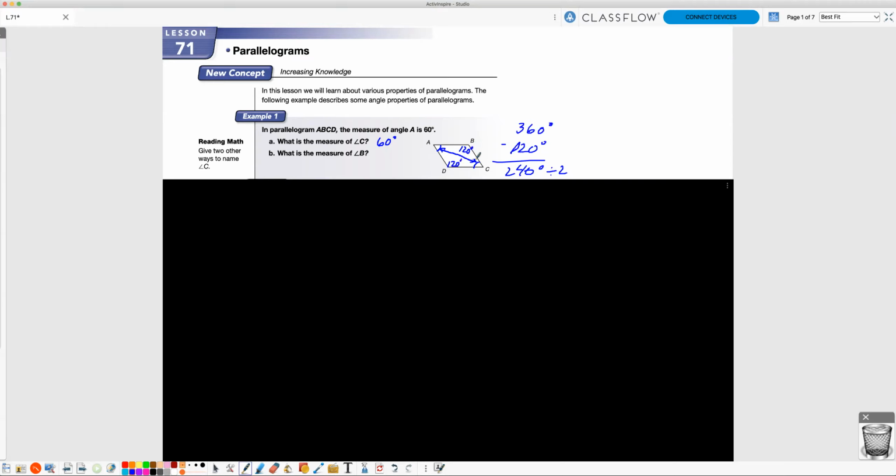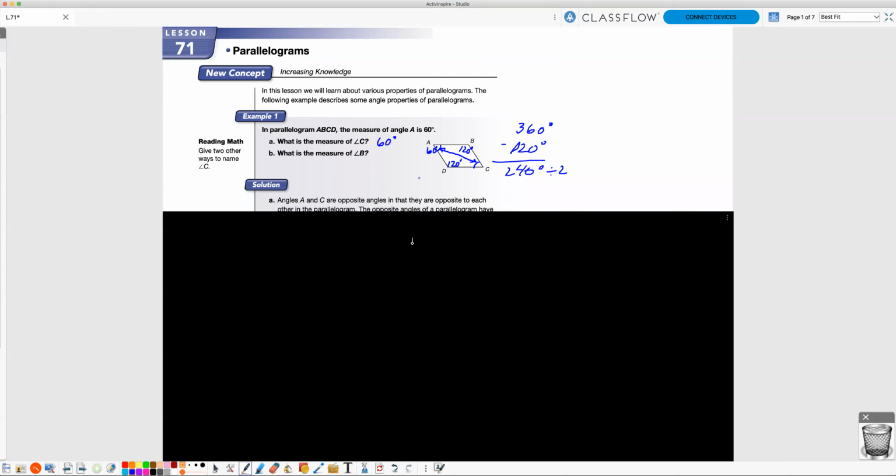Another trick you could do is looking at angle A being 60, recognize that two angles next to each other in this quadrilateral or parallelogram have to add up to 180 degrees. This angle plus this angle must also add up to 180 degrees. These two will add up to 180. These two together will add up to 180. These two, A and D, will add up to 180 degrees as well.